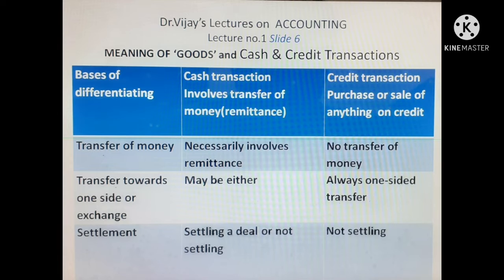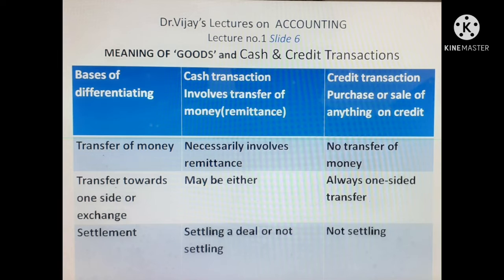Cash transaction means it necessarily involves transfer of money. When you are purchasing goods for cash or selling goods for cash, it is a cash transaction, because even though it is a two-sided transfer, there is transfer of money. Credit transaction means purchase or sale of anything on credit. There is transfer towards only one side. It does not involve a transfer of money. So we call it a credit transaction. When you are borrowing money from somebody, it involves a transfer of money, even though it is a one-sided transfer. So it is a cash transaction. Or when you are repaying the money which is borrowed, that again is a cash transaction.